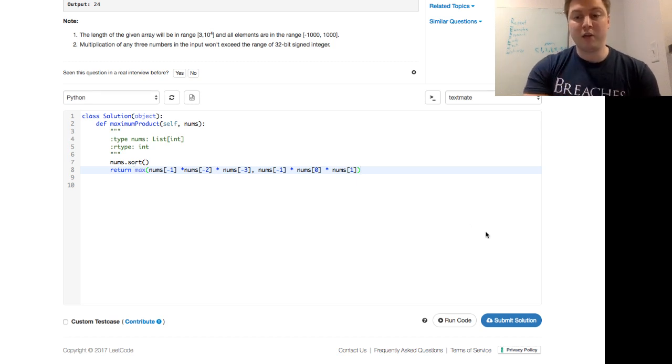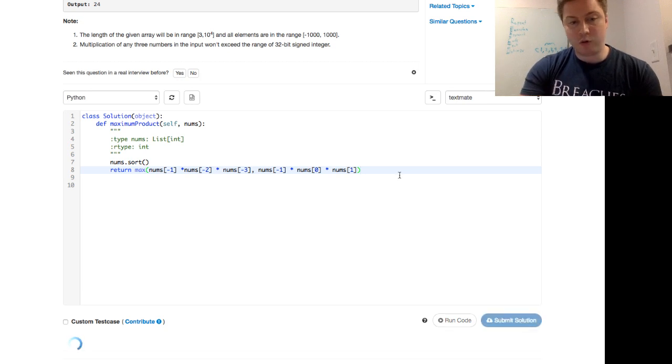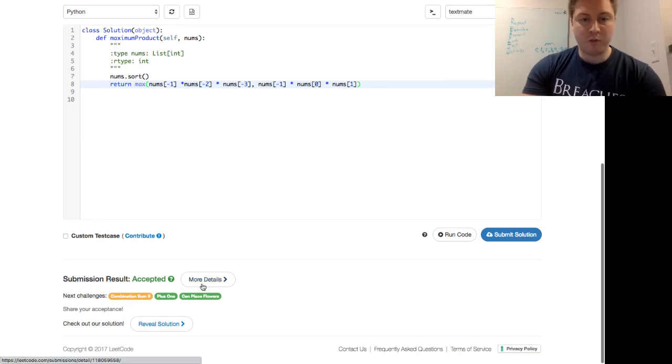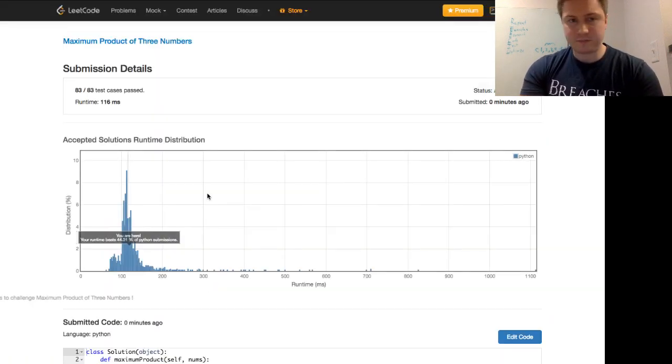So that's it. And so this is time complexity of n log n, and the sort is the space complexity of log n. But if we just submit this solution, what we'll see is, one, it's accepted. It's not very long, and it's not a very complex algorithm, which is nice. But if we go to more details, we'll see we're beating about 44% of Python submissions.